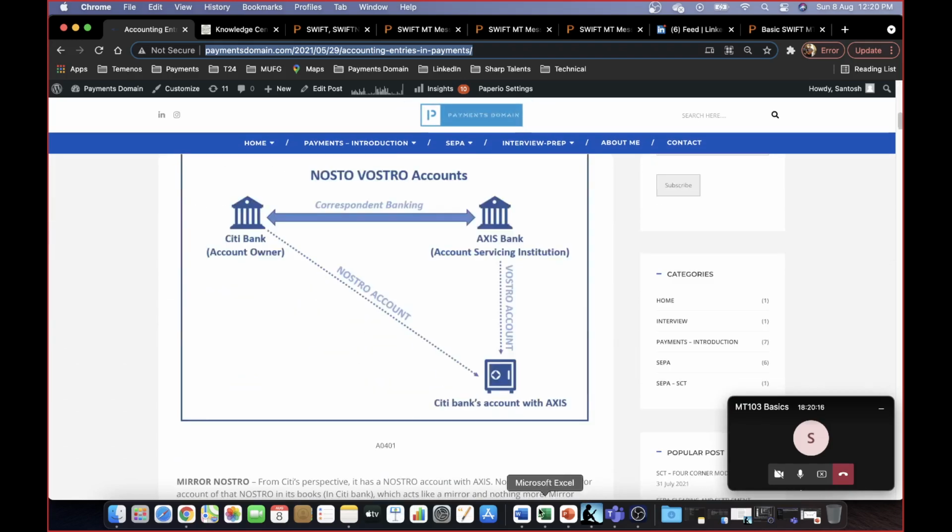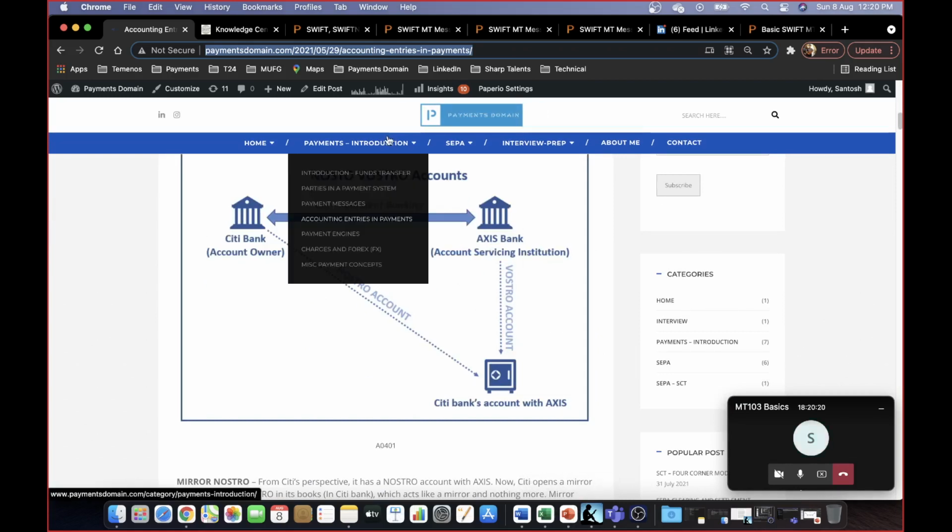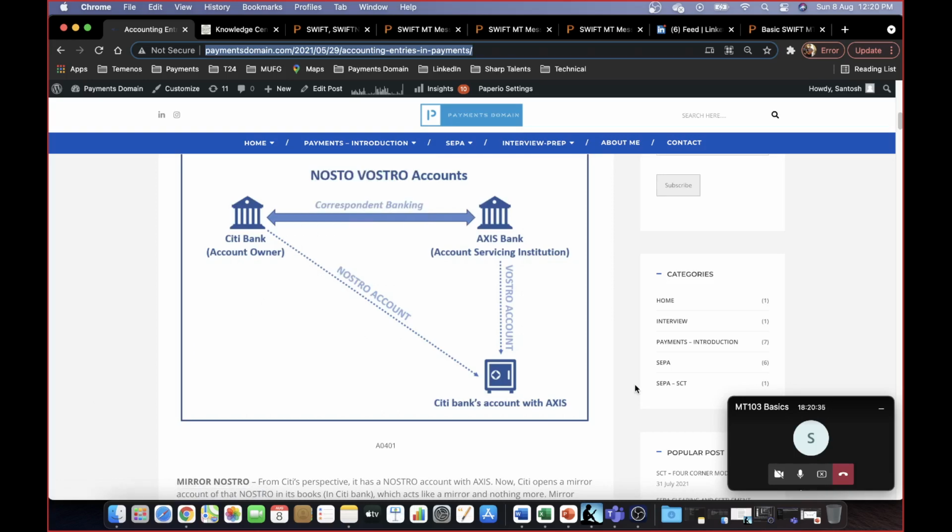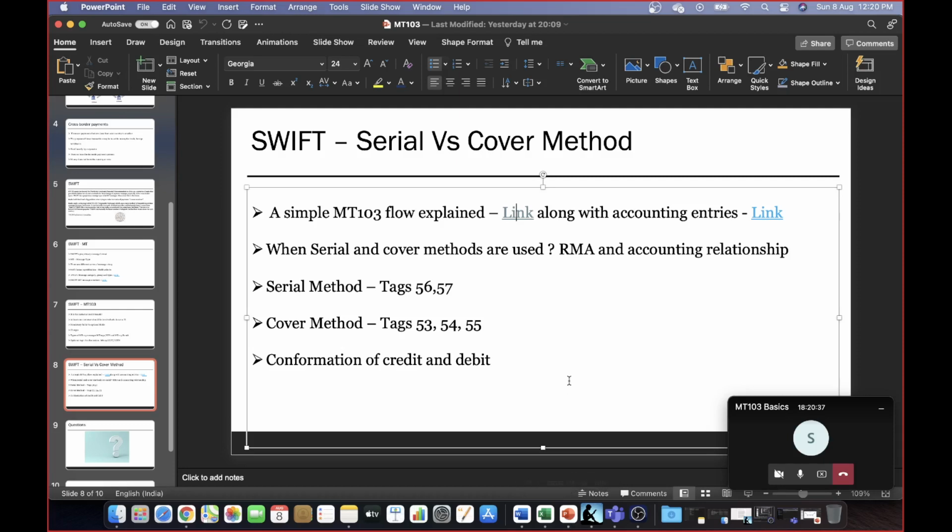Yeah. And anything specific over there in the website? I do have the website open. In that you go to payments introduction and go to accounting entries in payments. So that's the tab in which you can see there. Okay. And miscellaneous payment concepts, charges, and you can read through some. Okay, got it. Thank you.